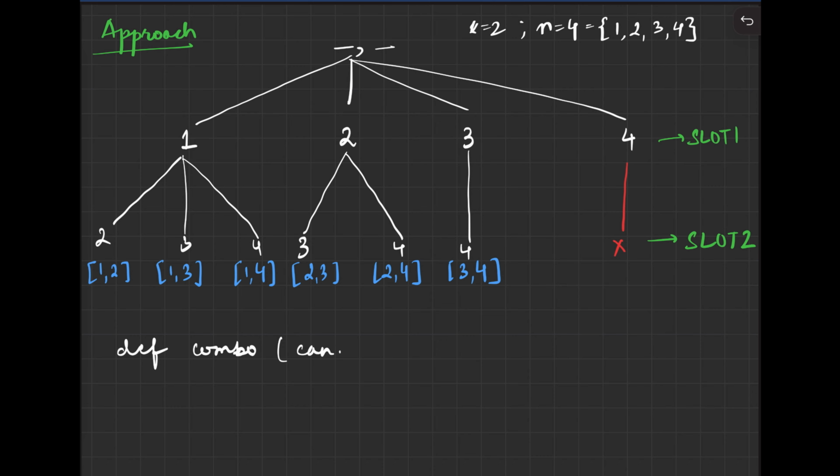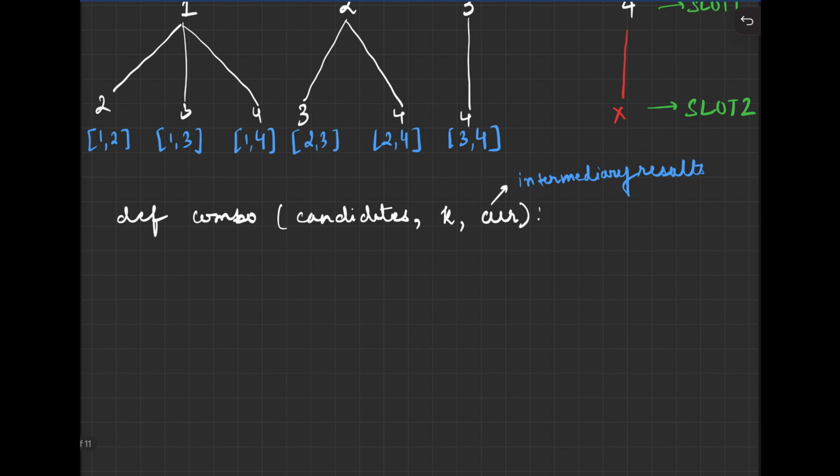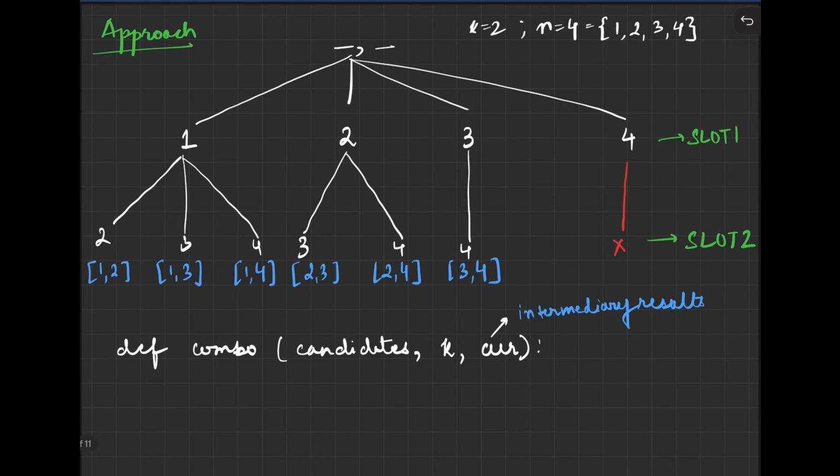The first parameter that we have is candidates. Second will be our, not n, we'll have k, which is the number of slots. And let's have a current. So this current is the variable which will hold all the intermediary results. Okay, so now if you think about this, the first slot can be any of the candidates.